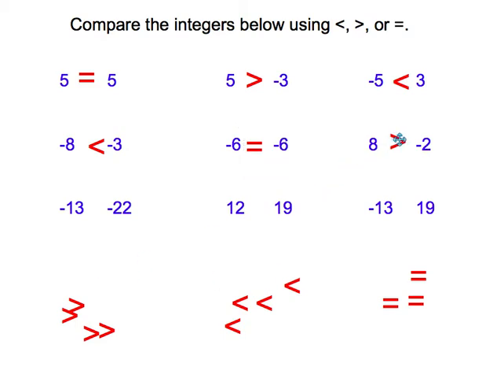It's a positive number. Right away, if you have a positive integer and a negative integer, the positive integer is always going to be bigger. In this case, my negative 13 would fall right of negative 22, meaning that it's bigger than negative 22. 19 is greater than 12, and negative 13 is greater than 19.